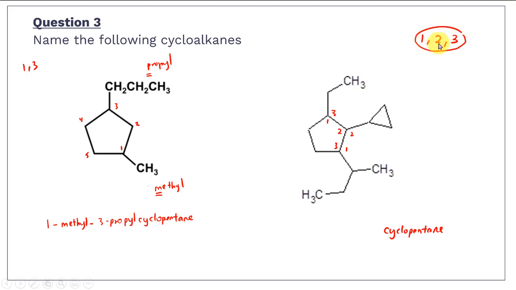Now when we want to arrange following the alphabet, remember, first thing first, find the parent. Second, number. If both of these are settled, then we need to look at the alphabet.